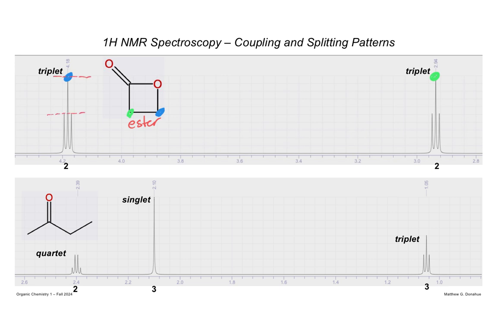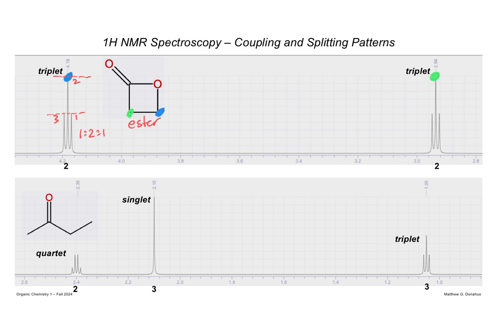We can say there are 1, 2, 3 lines for the triplet, and the center line is twice the intensity. So that's in a 1 to 2 to 1 ratio of the height. And that's what we'll talk about today: why do the lines have those intensities?